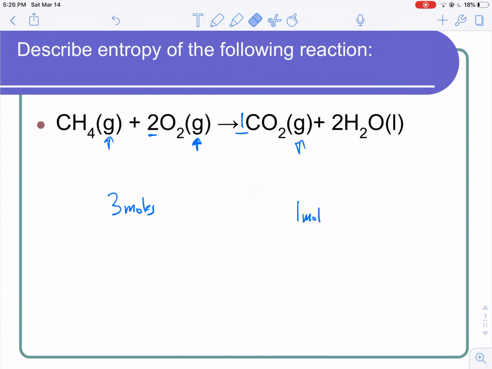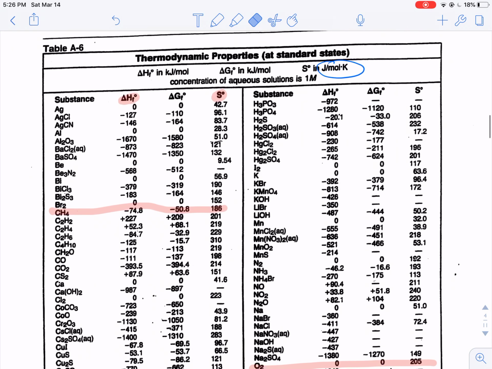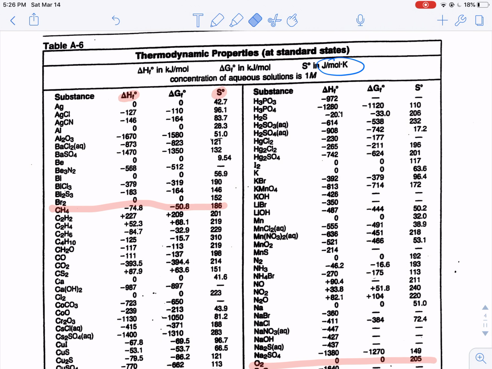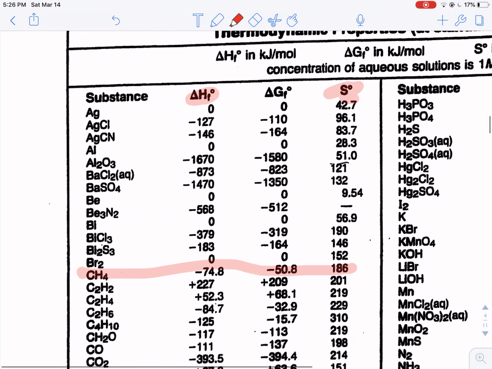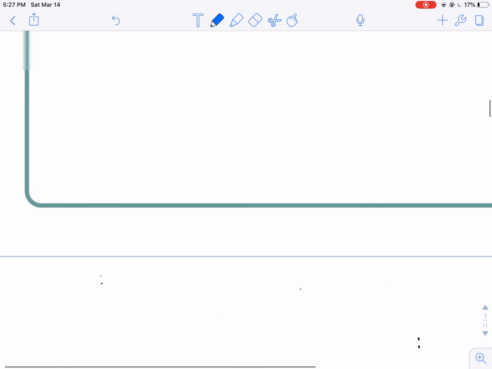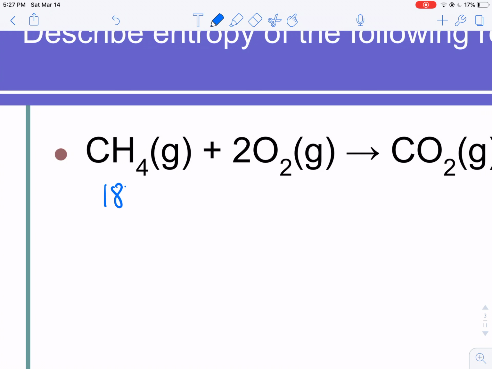It's tough to just go off of estimation. It's okay to estimate, and I might ask you to estimate on a test or something like that. But there's a way to check it for sure. And so what we do is we flip back over here to our old friend. So before, we were using delta H, and we had a column for that. Well, we also now have a column for S. And so when we were looking at that equation, one of those chemicals was that CH4. And so we see that CH4 has an actual value right there. It's 186. So I'm going to go ahead and put that down, 186.